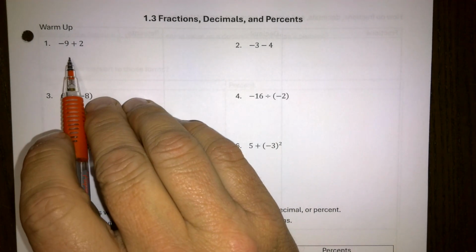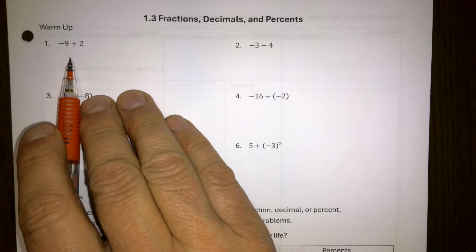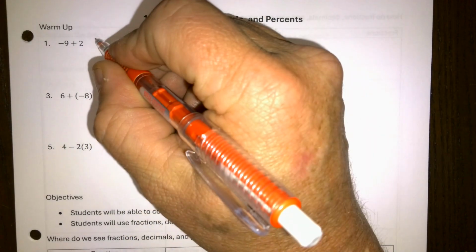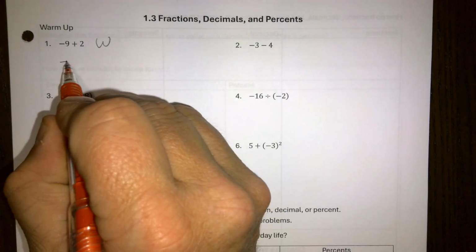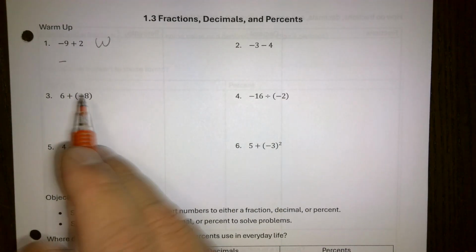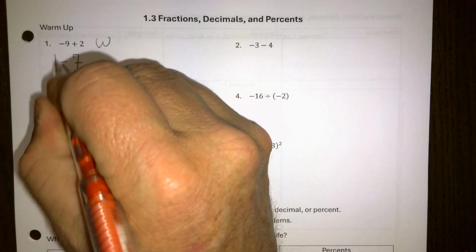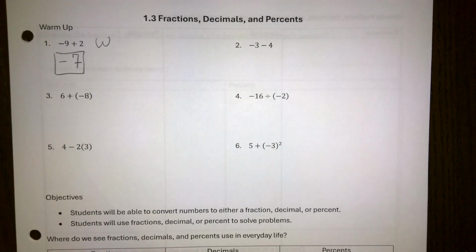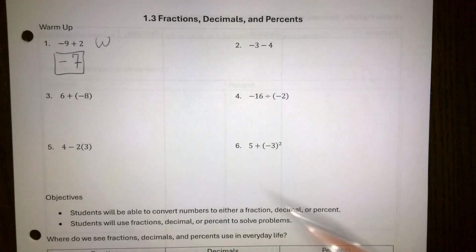For this first problem, this is just a signed numbers problem. Is this an alliance or a war? If you think it's a war, you're correct. Who wins the war? The negatives. There are more negatives than positives. And how many negatives will be left over? 7, because 9 minus 2 is 7. Remember, in a war, you will always wind up subtracting these numbers.